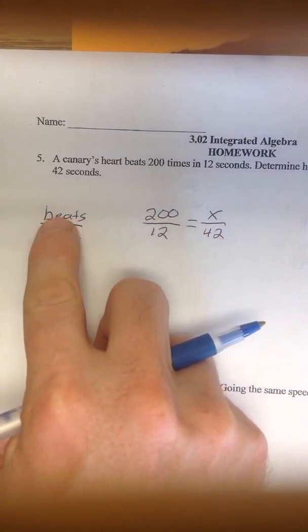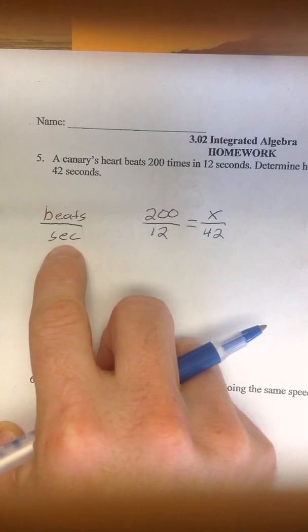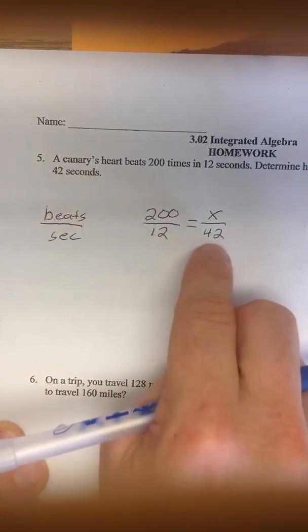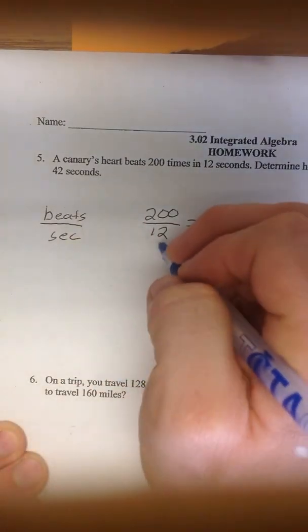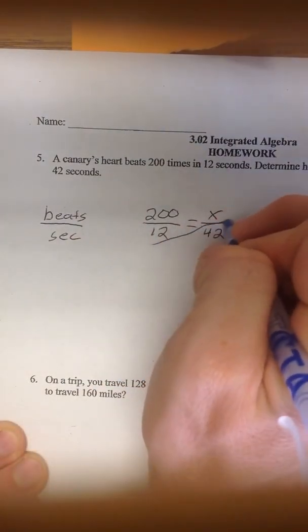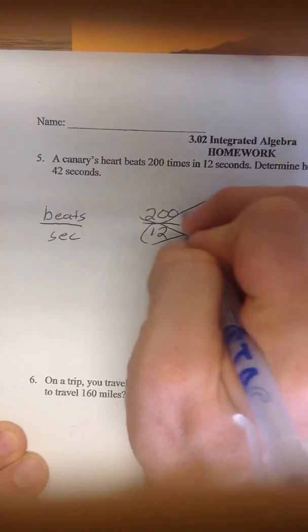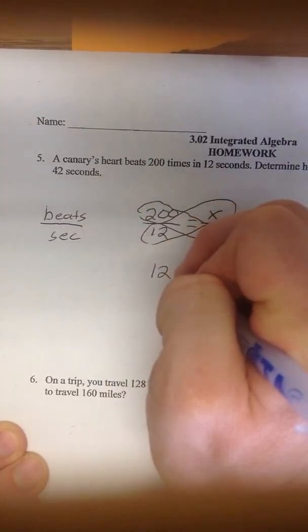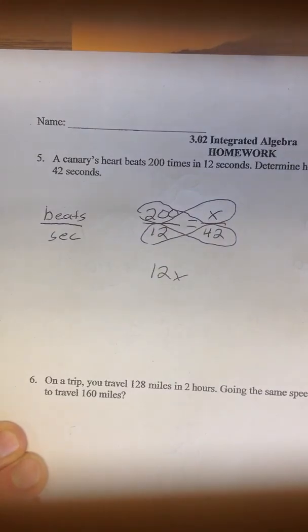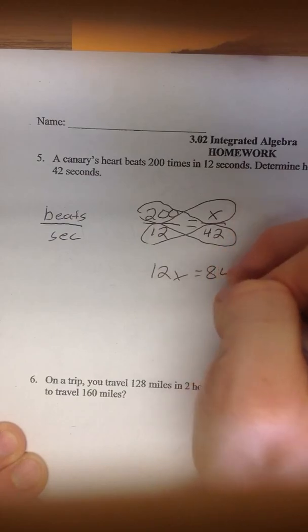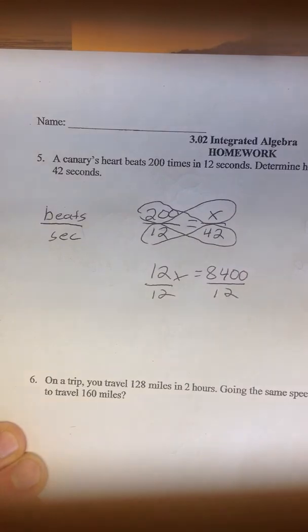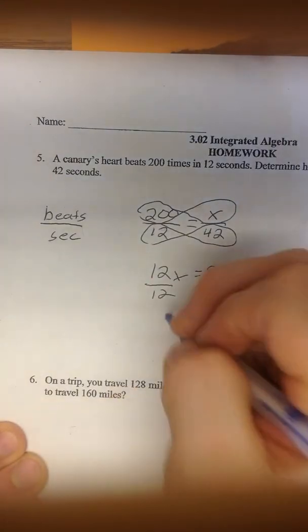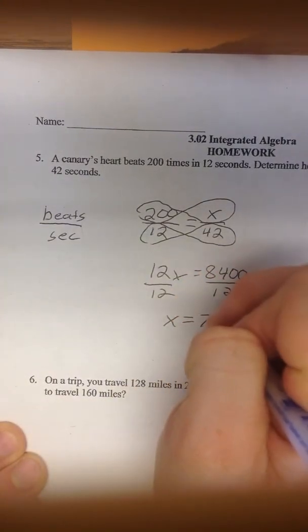200 is in beats. Our key has beats on the top. Seconds is on the bottom. This is referring to 12 seconds. This is referring to 42 seconds. So our units are consistent all the way across. Once we have it set up, then it's our cross multiplication. So 12 times x is 12x. 200 times 42 is 8,400. Divide both sides by 12. x is going to equal 700.